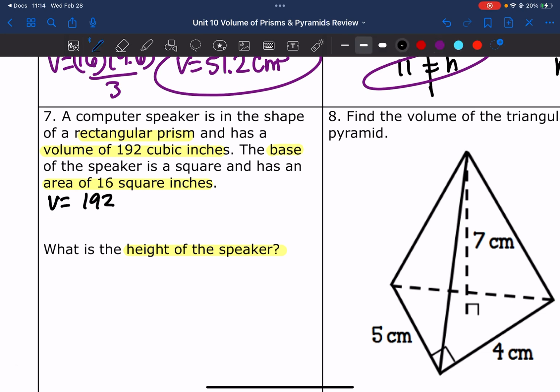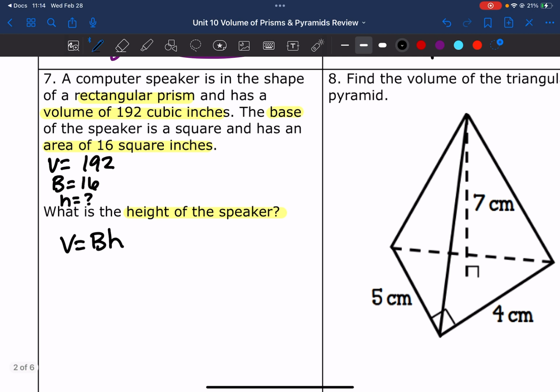I know that capital B, or area of the base, is going to be 16. And I do not know the height. I have to find that. So let's come over here. Volume is equal to capital B times height. Volume is going to be 192. Area of the base is 16 multiplied by the height.